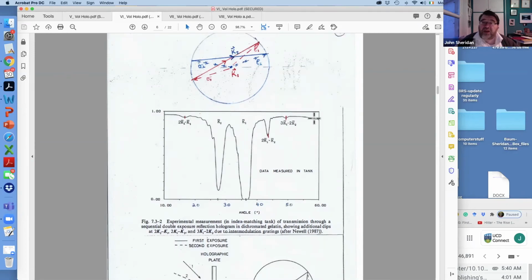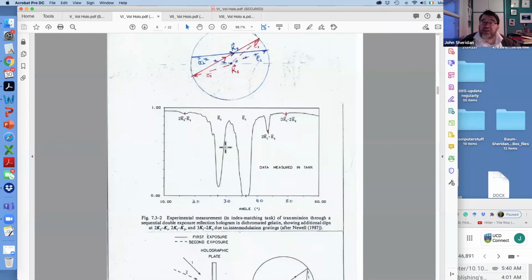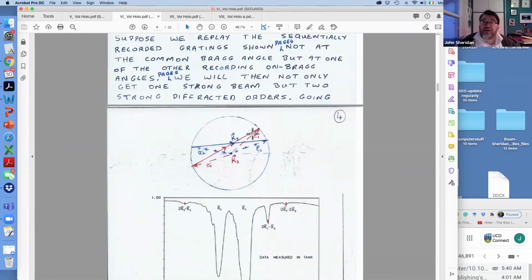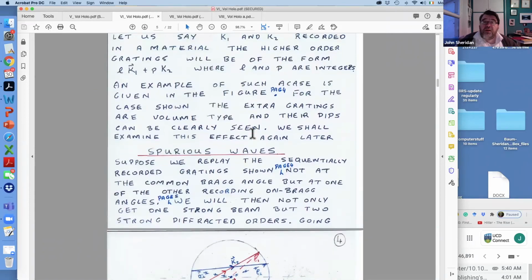We've got some effects due to the material, and we may have some higher order effects. We've got here the 2K1 minus K2 and the 2K2 minus K1. So these are multiple scatters, and the higher ones will come here. But we've got this very strong Bragg effect, and these higher order terms are relatively weak. This shows the actual measured transmission in this case for an experiment carried out.